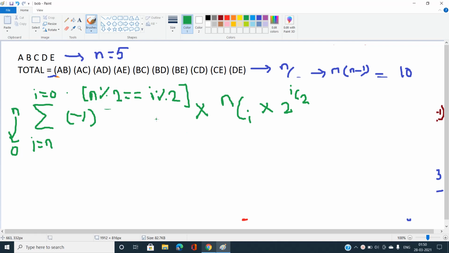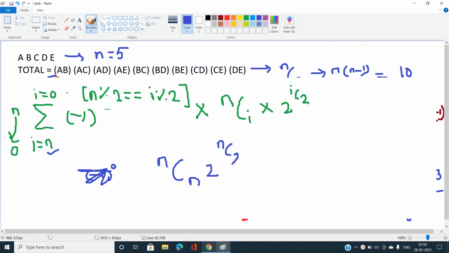Okay, so let me generalize this case by writing some elements. I am going to start from n. If I start from n, you can see i is going to be n, and this relation will satisfy. So the first term will be minus 1 to the power 0, which is simply 1. So it would be nCn, and it would be 2 power nC2.